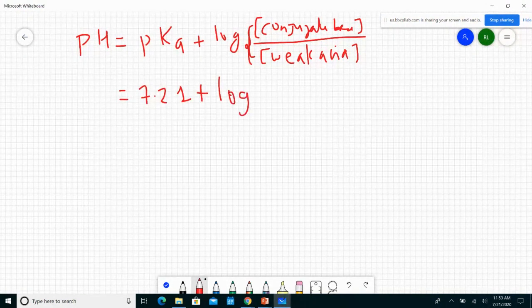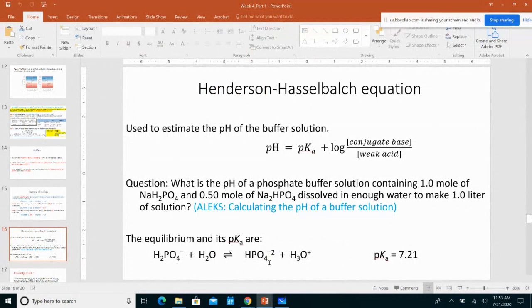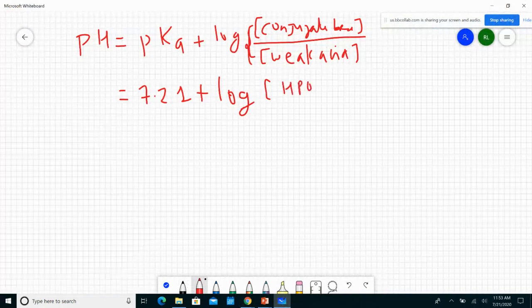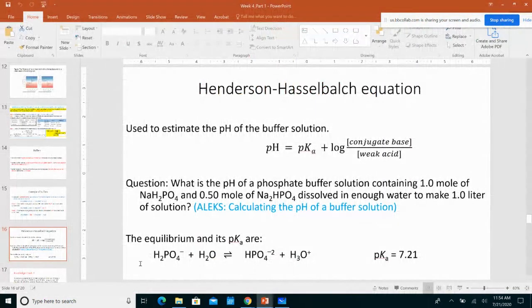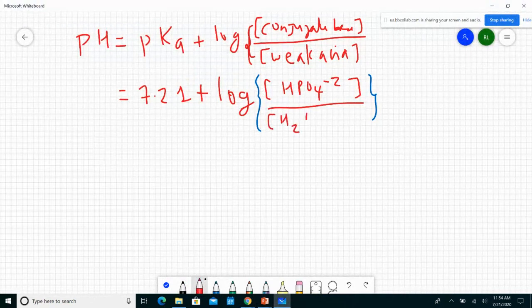Now I'm going to write down which is my conjugate base. My conjugate base based on this reaction is going to be my HPO4 2 minus, right? The concentration of HPO4 2 minus is going to be my conjugate base, and then the concentration of the weak acid, remember, is going to be H2PO4 minus. Again, make sure you are able to recognize which is your weak acid and which is your conjugate base. Now, all I have to do is plug in the values, all right?